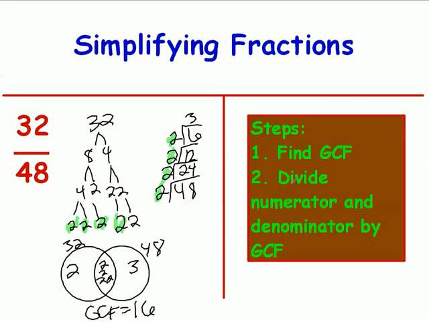I now go to step 2, and step 2 says divide your numerator and denominator by your GCF. 16 goes into 32 2 times, and 16 goes into 48 3 times. The simplified fraction of 32 over 48 is 2/3.